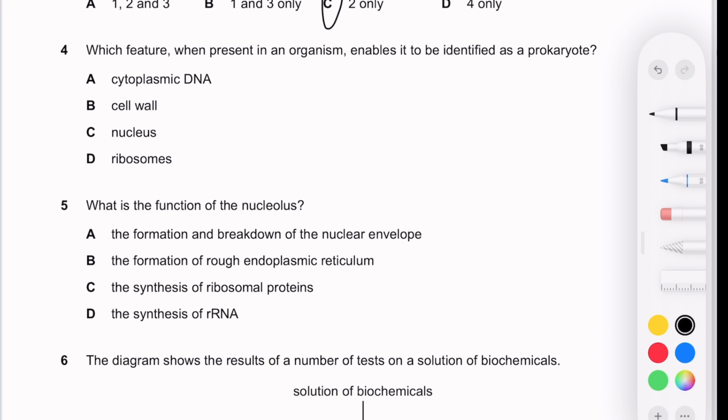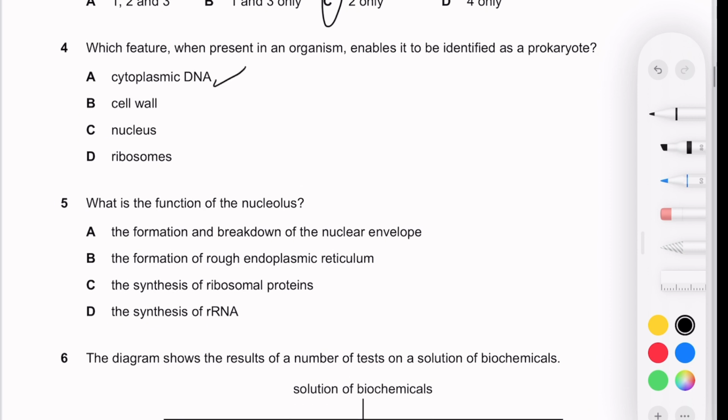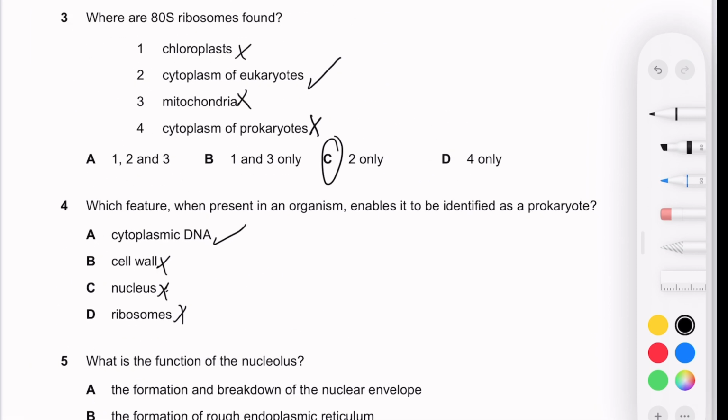Which feature present in an organism enables it to be identified as a prokaryote? So, we can say cytoplasmic DNA, sure. Cell wall, no, because plant cells have cell walls. Protocysts, their cells have cell walls. Nucleus, no, prokaryotes do not have a nucleus. In fact, the name means before nucleus. Karyote means nucleus, and pro means before. Ribosomes, they do have ribosomes, that does not, however, distinguish them and allow us to identify them as prokaryotes, because eukaryotic cells, as we've seen here, actually have 80S and 70S ribosomes as well.